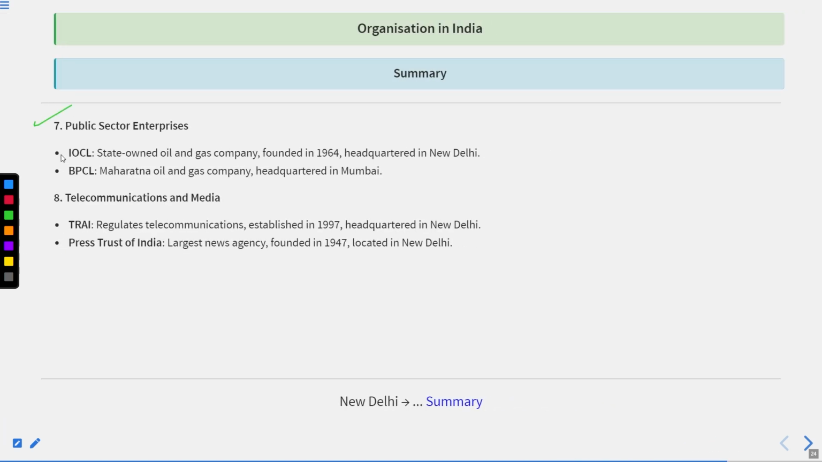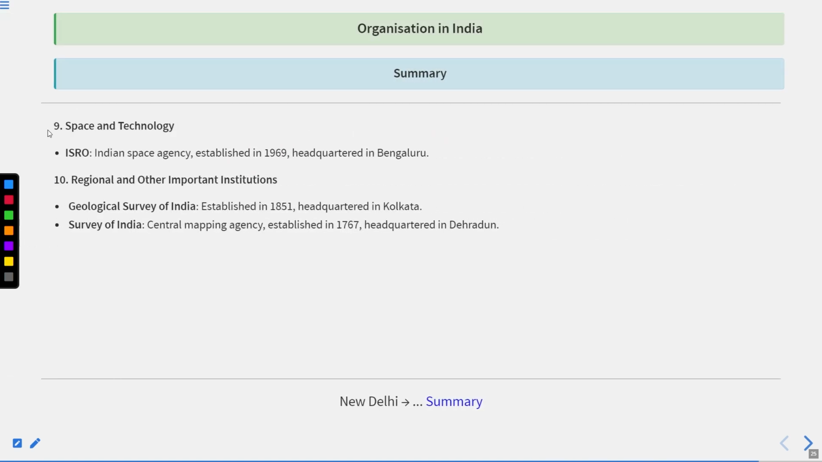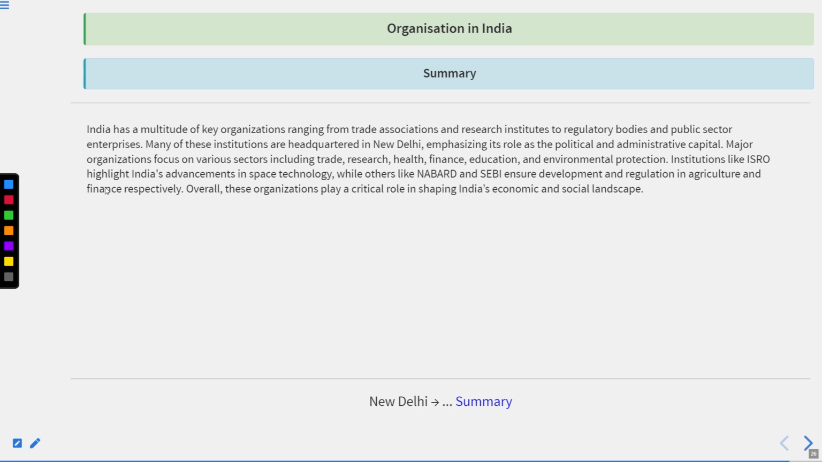Public sector enterprises, we have seen IOCL, BPCL. Telecommunications and media, we have seen TRAI and Port Trust of India. Space and technology, we have seen ISRO. Regional and other important institutions, we have seen the Geological Survey of India and the Survey of India.